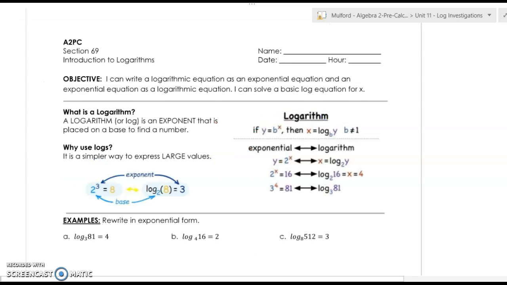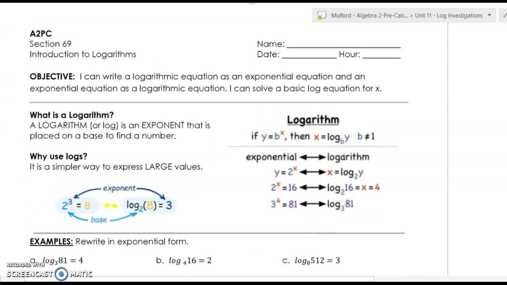First things first, we have to understand that this is an exponential equation right here, and this is a logarithmic equation. There are certain pieces that are exactly the same. Usually our output is listed right here. We've got our base, we've got our exponent. In the logarithm, our exponent becomes our output, and it is the log base, there's our base, and then of our number. An important part is that b cannot equal 1.